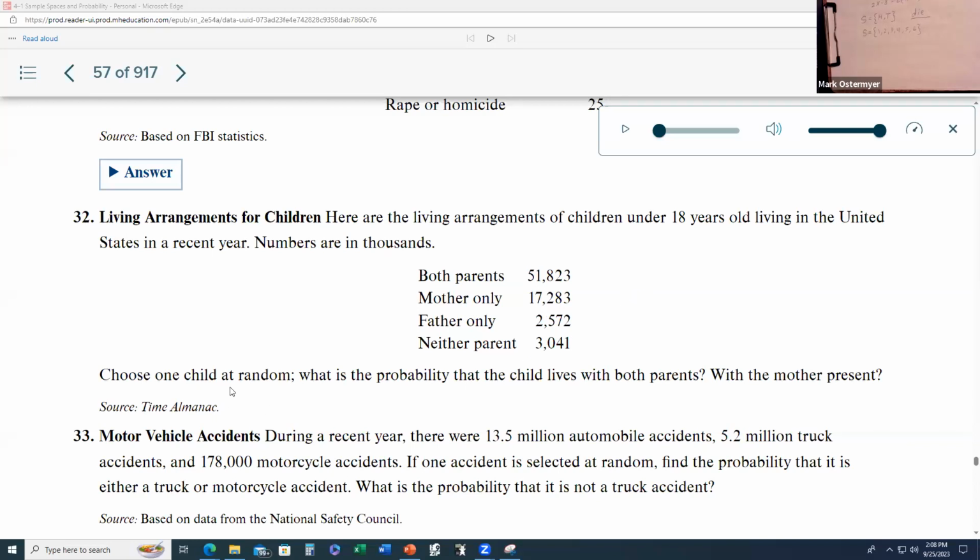Choose one child at random. Suppose we randomly choose a child. So each child has a random or an equal likelihood chance of being selected on any given trial. What is the probability that the child lives with both parents? With the mother present? Both parents. Okay. Well, I got a question for you, ladies. How are we going to compute this probability?